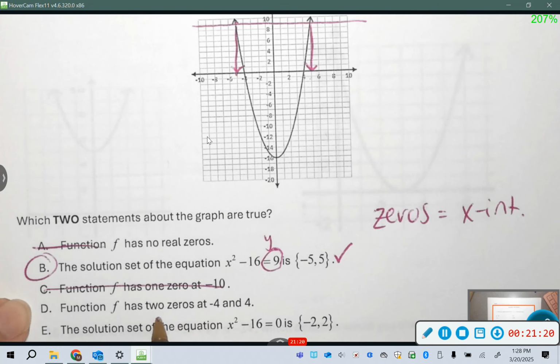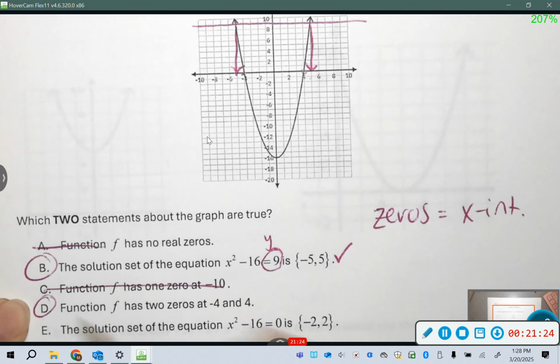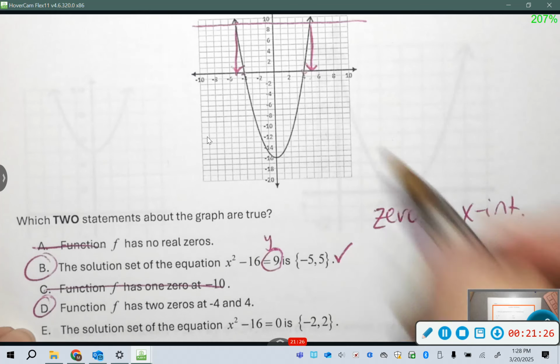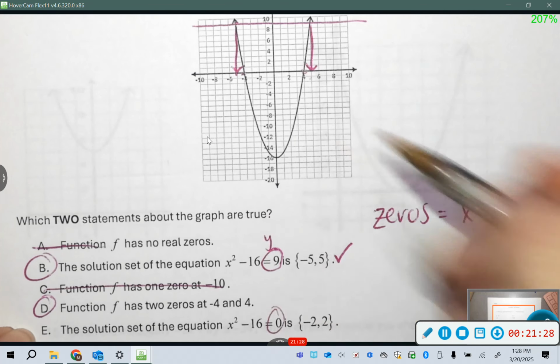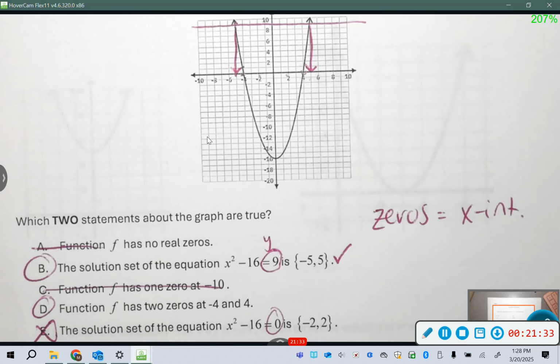The function f has 2 zeros at negative 4 and 4. So there's negative 4 and 4, which is true. And the solution set is negative 2 and 2. When it equals 0, that's your x-intercept. It's not negative 2 and 2, so that's not my answer. So B and D is your answer.